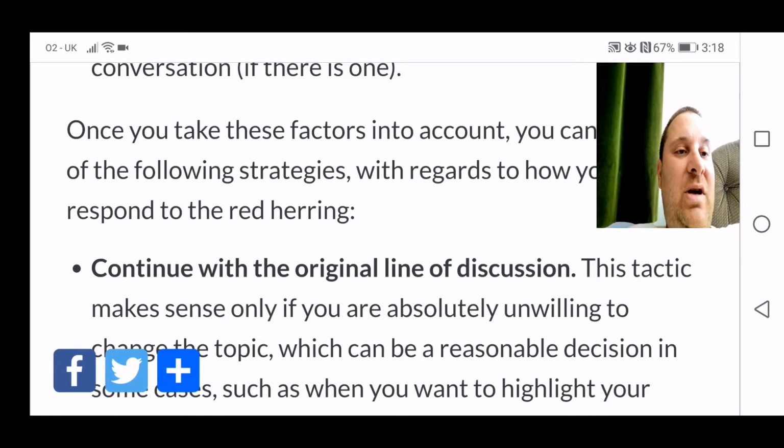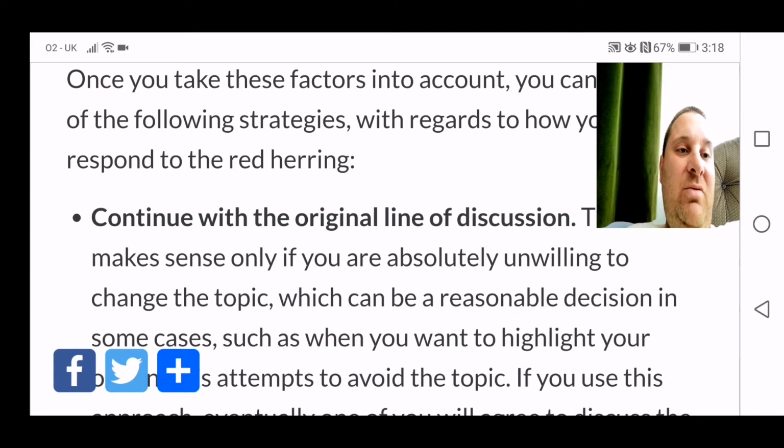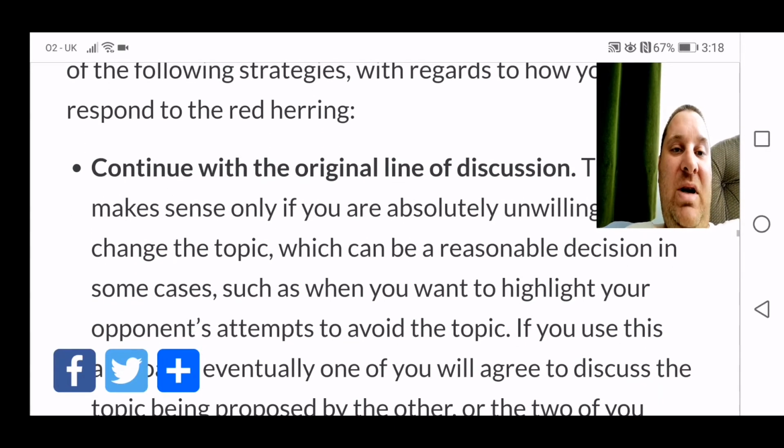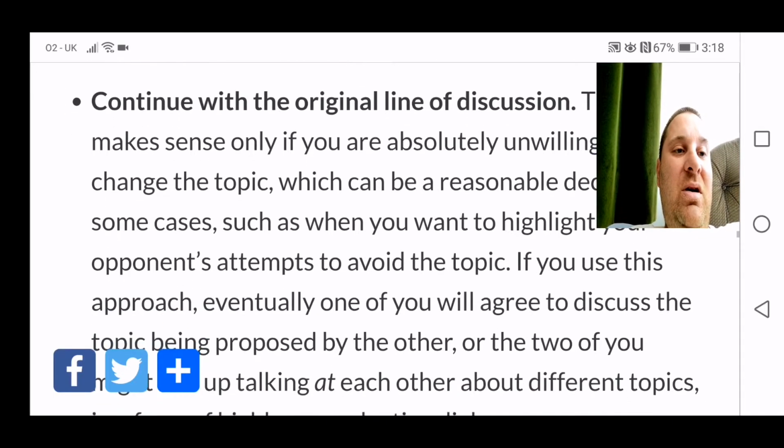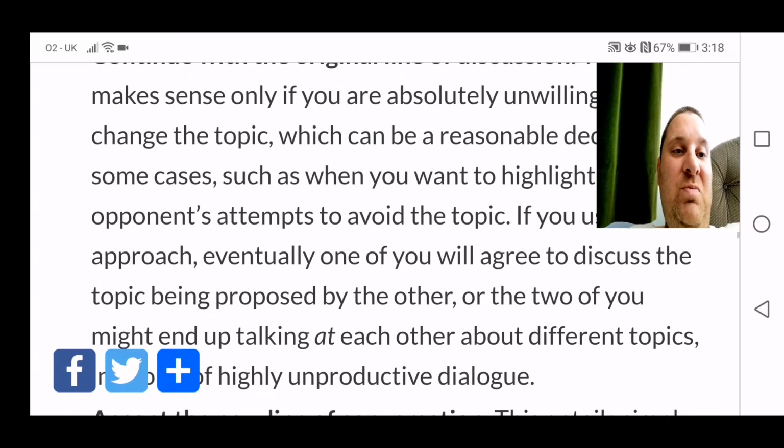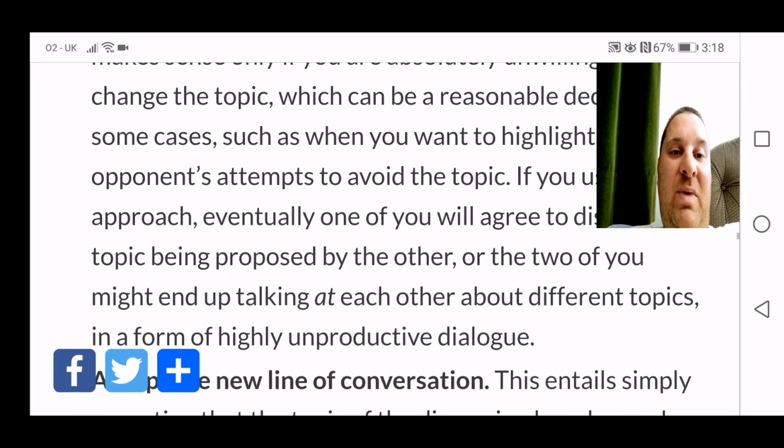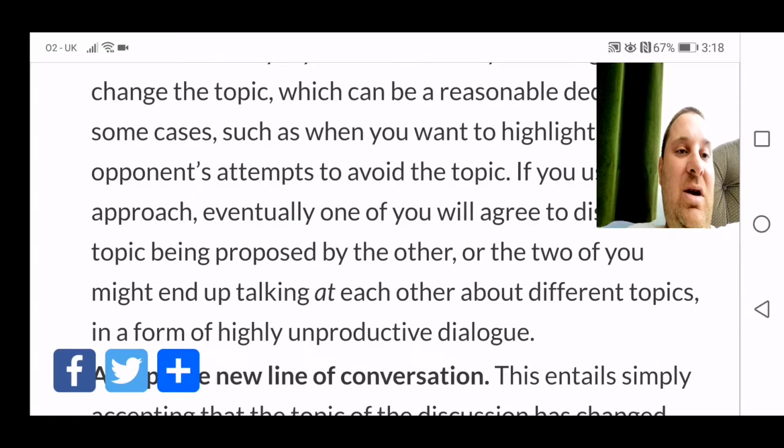Continue with the original line of discussion. This tactic makes sense only if you are absolutely unwilling to change the topic, which can be a reasonable decision in some cases, such as when you want to highlight your opponent's attempts to avoid the topic. If you use this approach, eventually one of you will agree to discuss the topic being proposed by the other, or the two of you might end up talking at each other about different topics in a form of highly unproductive dialogue.